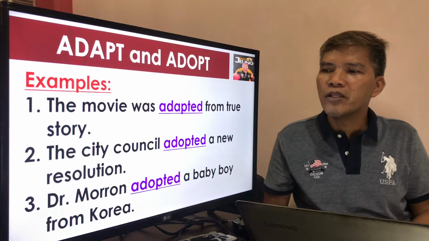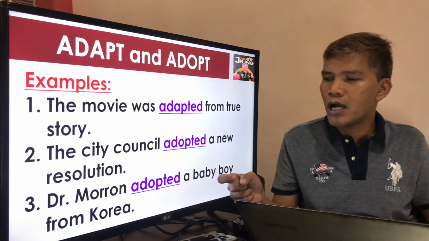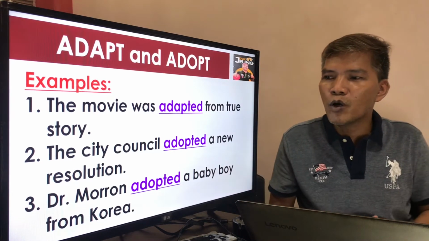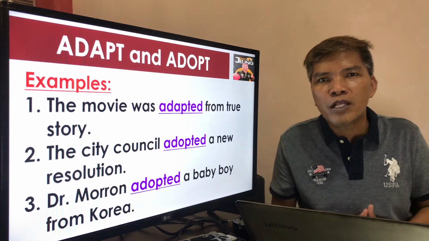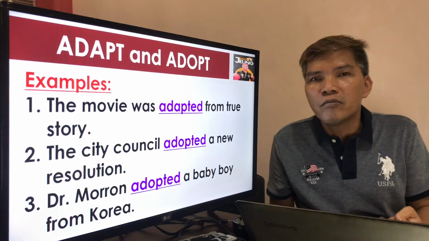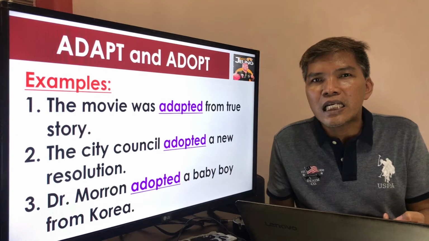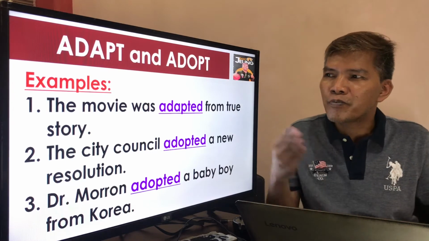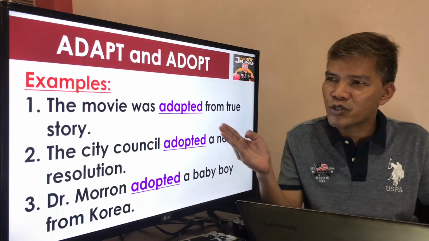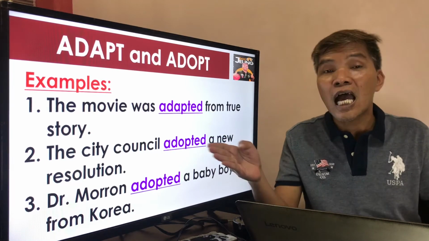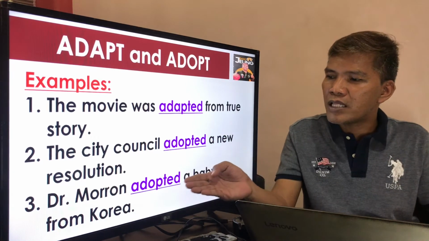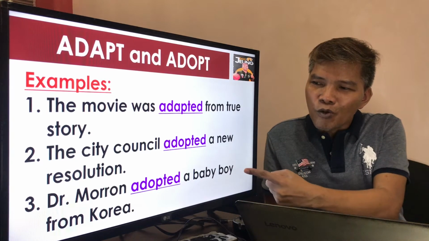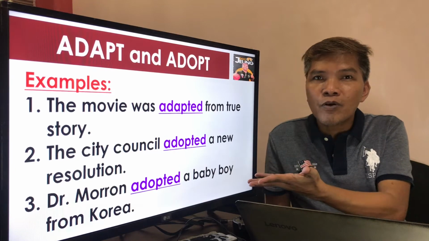Number 3, Dr. Moron adopted a baby boy from Korea. So we use adopt. Why? Because adopted here means what? It means Dr. Moron legally took a baby boy from Korea as his own. So adapted means adjusted from the true story, adopted a new resolution means accepted a new resolution, adopted a baby boy from Korea means took legally a baby boy from Korea.